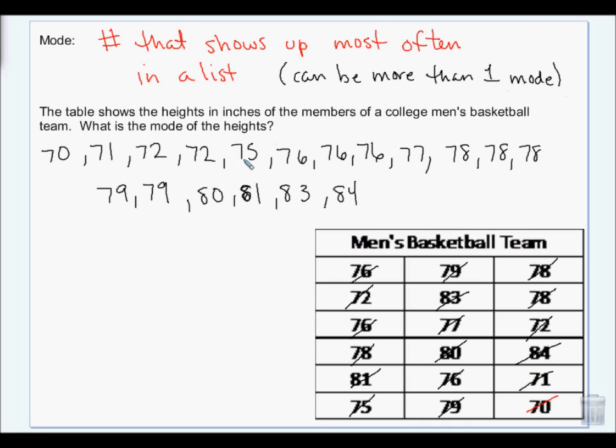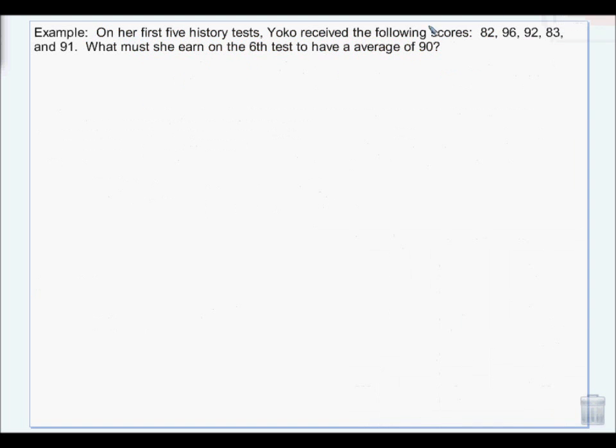Okay, 76 shows up 3 times, and 78 shows up 3 times. They're both the mode. So my modes, if only 76 had shown up 3 times, it would be 76. But you can have more than one mode. Okay.